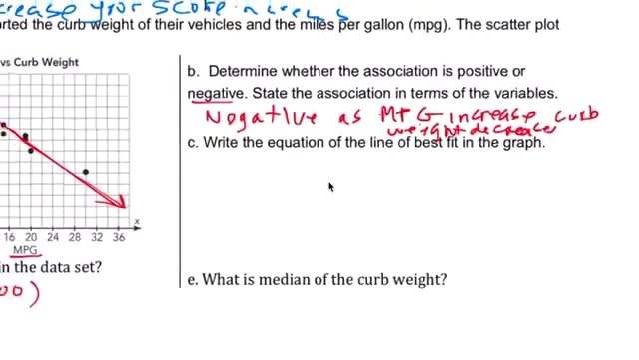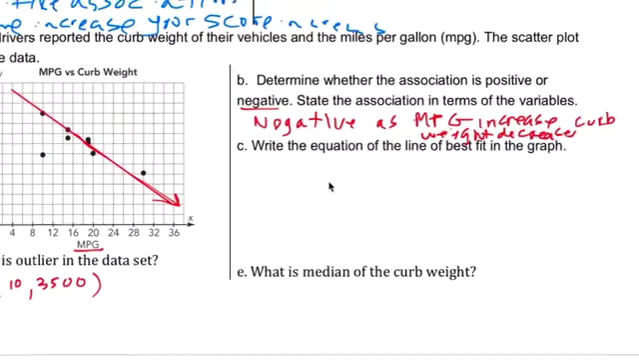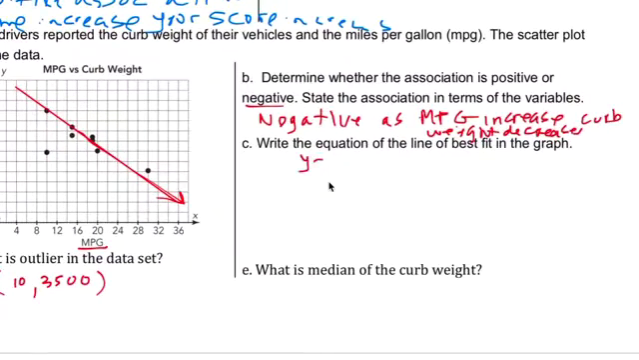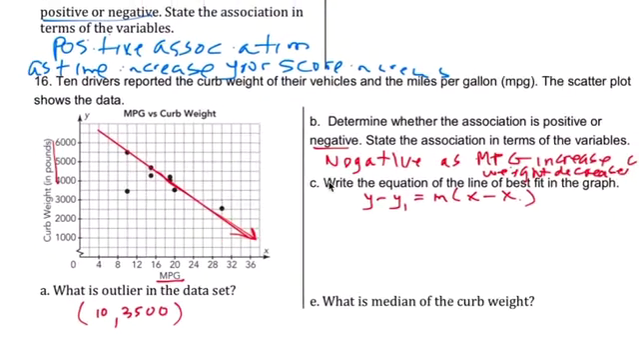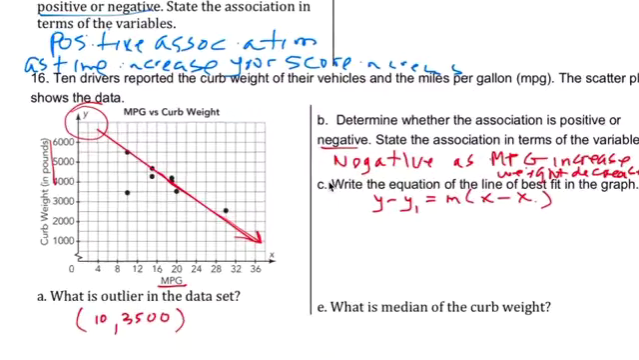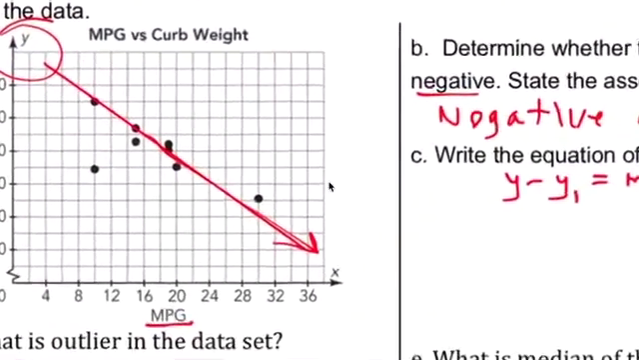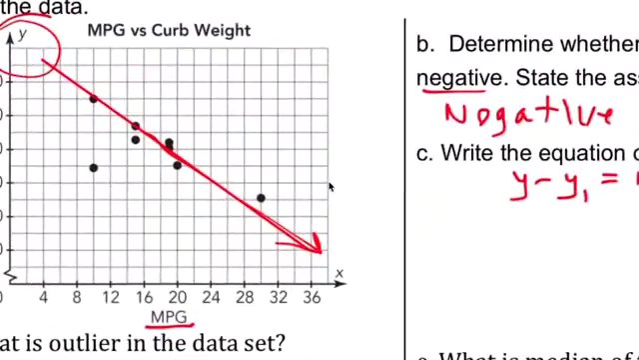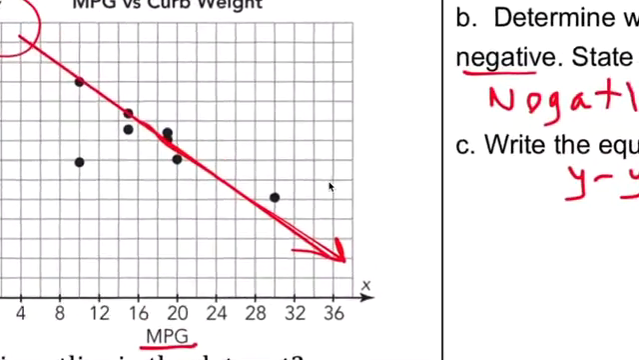Write an equation of the line of best fit. So we use y minus y sub 1 equals m parentheses x minus x sub 1, because we're not sure of the y-intercept. And you pick 2 dots, so just like this one here, pick your 2 dots.